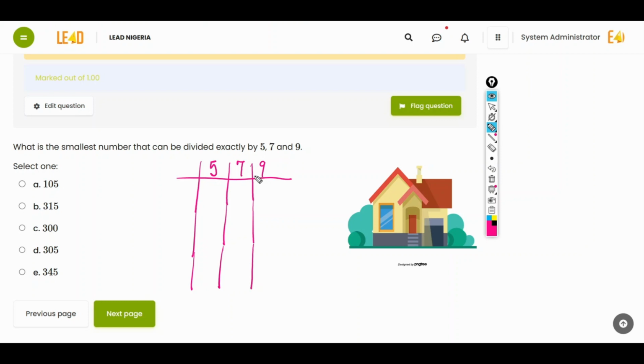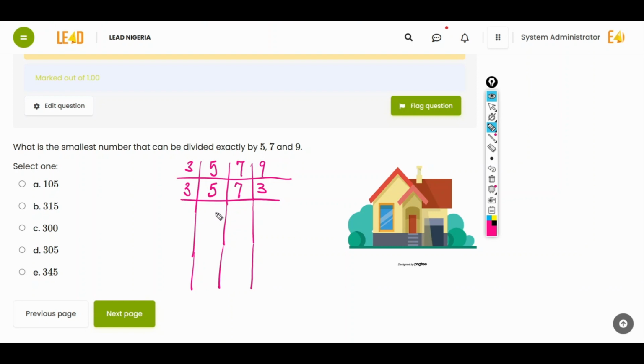All right, so we can use LCM, right? What is the smallest number that can be divided exactly by that? It is asking you for the LCM. We can start with 3. 3 and 5, no, doesn't work, so we'll put down 5. 3 and 7 doesn't work, put down 7. 3 and 9 is 3. All right, we can still use 3 because of the 3 we have in the last column. So we can use 3 again.